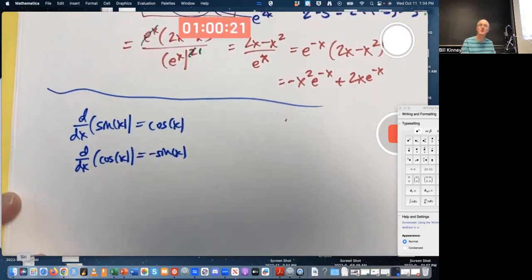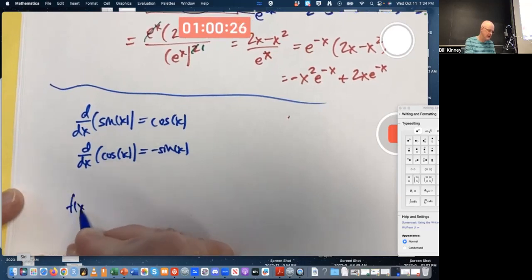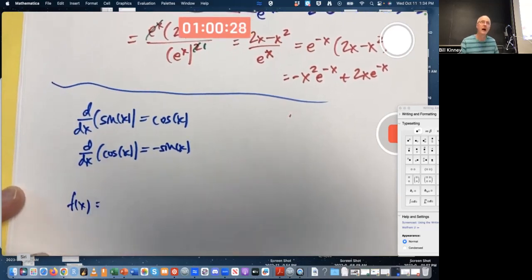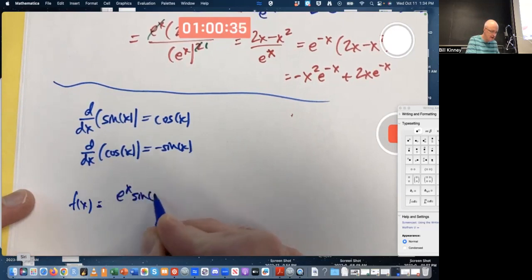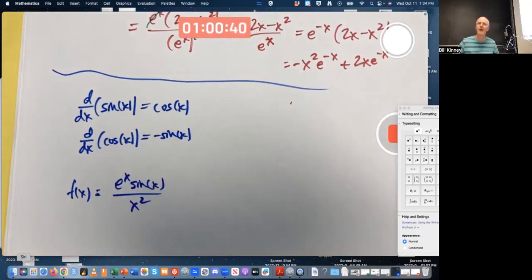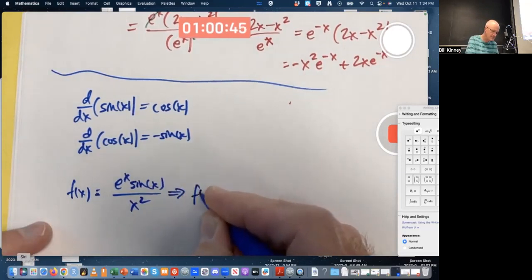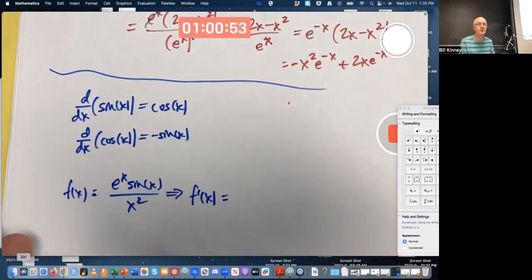Let me use this in another quotient rule problem. Let's let f of x be, well, let's even combine some rules here. How about f of x is e to the x sine x divided by x squared? What's the derivative of that? Well, first of all, it's a quotient, a ratio, a fraction. I need the quotient rule. Low d high minus high d low over the square of what's below.